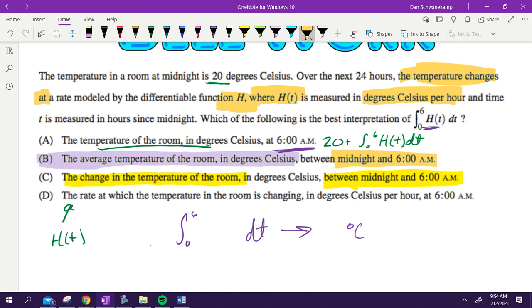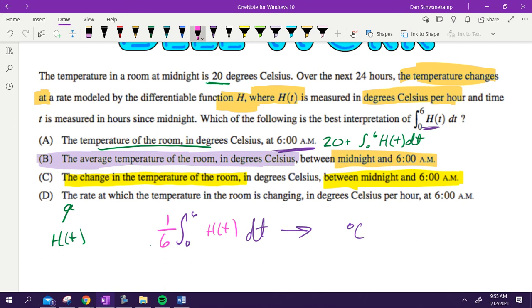If I want to know the average temperature, we talked about integration and finding averages. What am I going to have to integrate to find the average temperature? Kind of. I am going to need to divide by 6 in front. You're not wrong. But I can't integrate h of t. If I did this, what would that tell me?